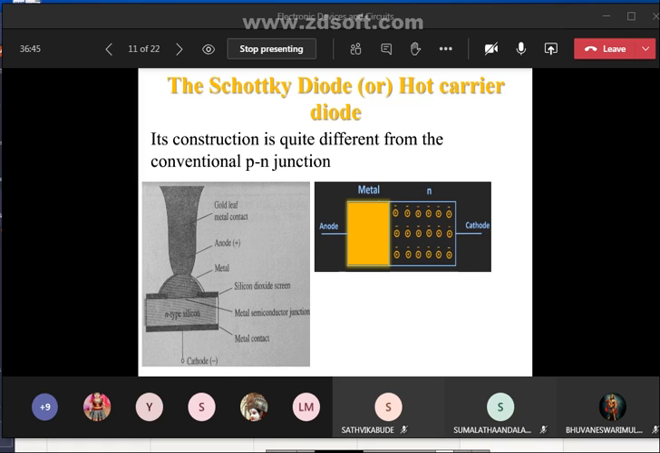There is no depletion layer formed near the junction. Here only majority carriers are there, so no depletion layer is formed. But in the PN junction diode we have the depletion layer, so the construction is different from the PN junction diode.